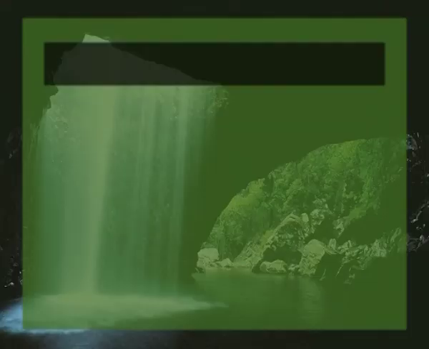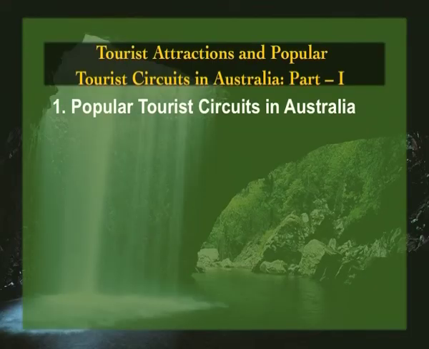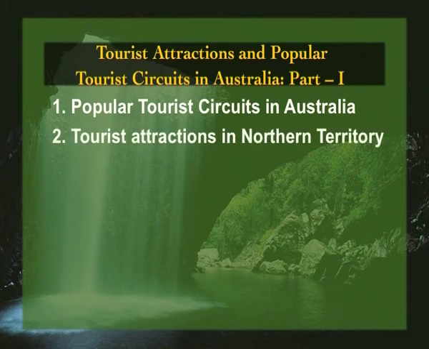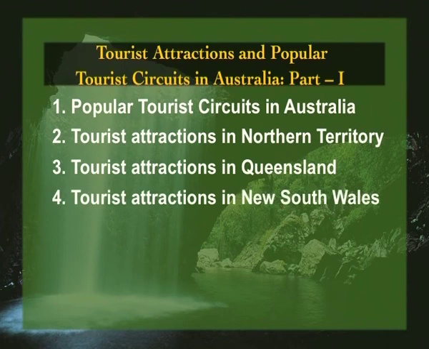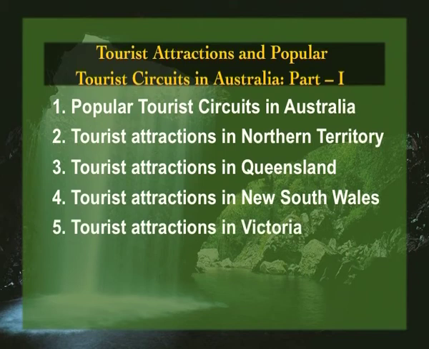This unit has been divided into two parts, and part 1 has been further divided into 5 subtopics to make it easy for your understanding. The subtopics are as follows: popular tourist circuits in Australia, tourist attractions in Northern Territory, tourist attractions in Queensland, tourist attractions in New South Wales, and tourist attractions in Victoria.